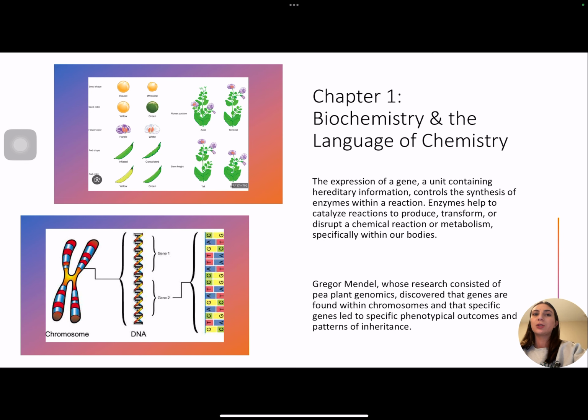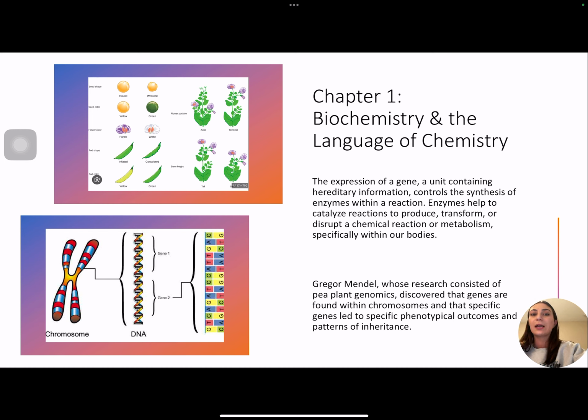A gene is the basic unit of hereditary information that is passed from parent to offspring. Genes are made up of sequences of DNA arranged in a specific order with specific locations on the chromosome in the nucleus of the cell. The expression of a gene controls the synthesis of enzymes within a reaction.